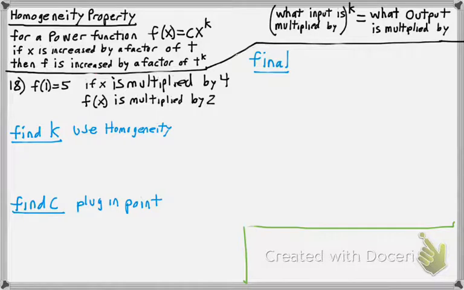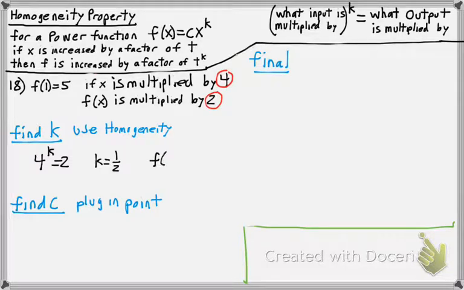So it says if x is multiplied by 4, then f of x is multiplied by 2. So for here, I would take 4 raised to the k is equal to 2. So 4 raised to what is equal to 2? K in this case, or the exponent, would actually have to be a half. So k is equal to 1/2 because 1/2 is actually the same thing as taking the square root. So because 2 is the square root of 4, if you raise 4 to the 1/2 power, that does the same thing as taking the square root.